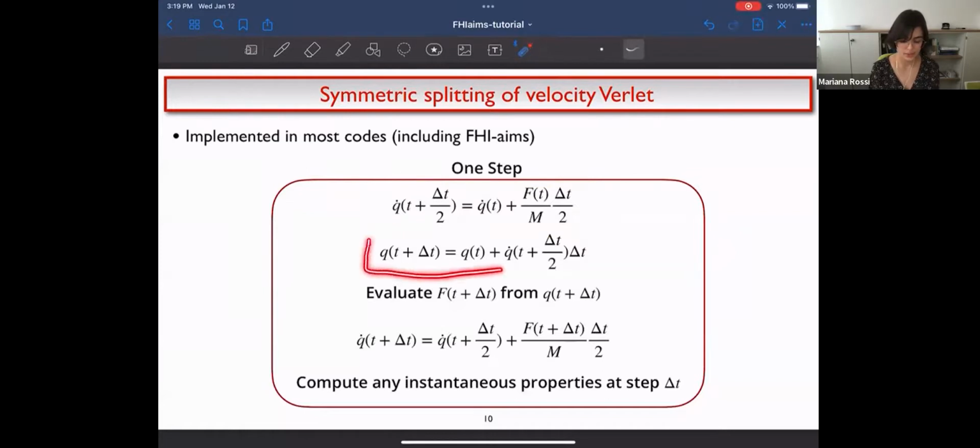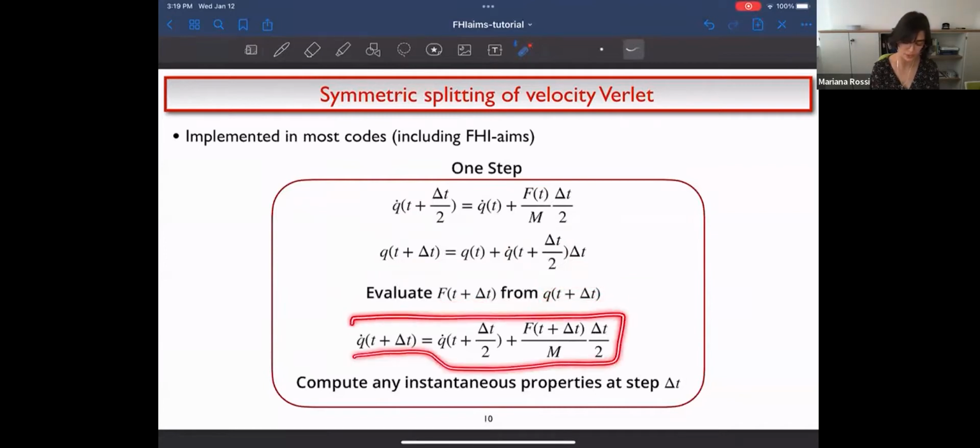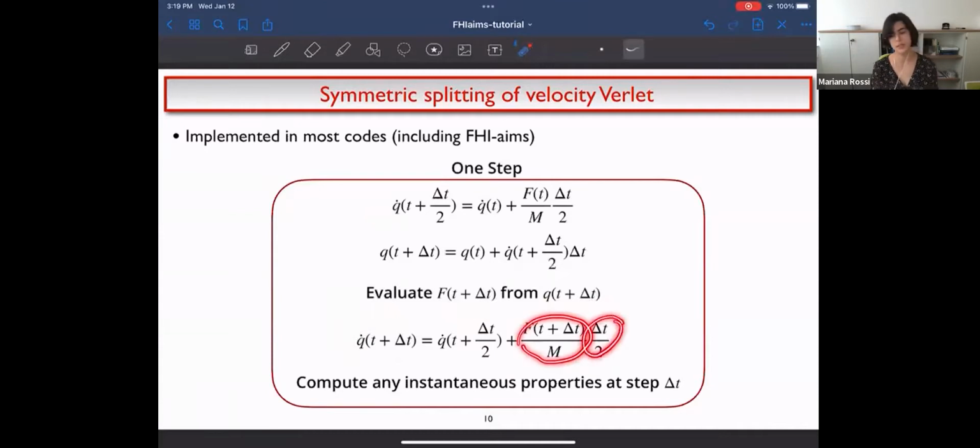Then you evolve the positions at step t plus delta t. What will that be? That will be the positions at step t, the step before, plus the velocity that I just calculated at step t plus delta t over 2 times my time increment delta t. With that, I have new positions, so I can evaluate new forces at t plus delta t from these positions. And with these new forces, I can finalize my evolution of the velocities at the full time step, which is the one that I had here before, plus these new forces over the mass times delta t over 2.